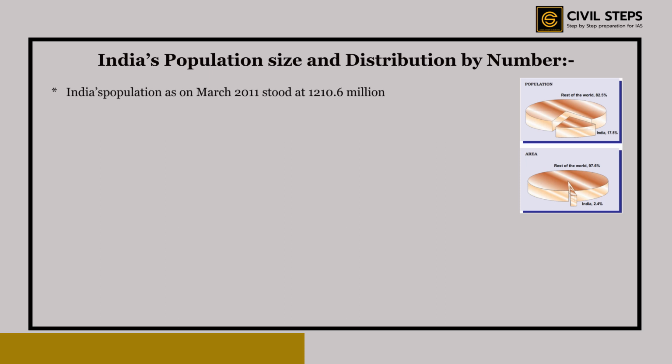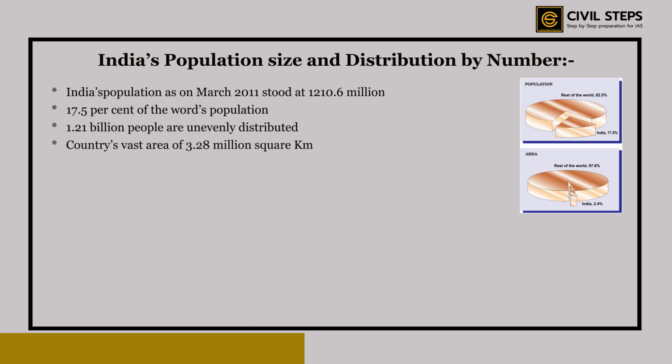India's population as on March 2011 stood at 1,210.6 million, which accounts for 17.5% of the world's population. These 1.21 billion people are unevenly distributed over our country's vast area of 3.28 million square kilometers, which accounts for about 2.4% of the world's area.